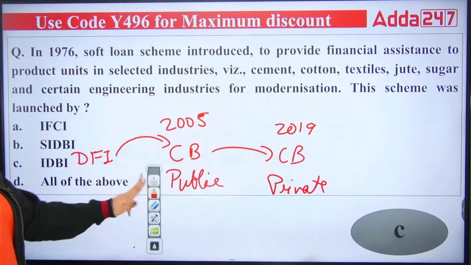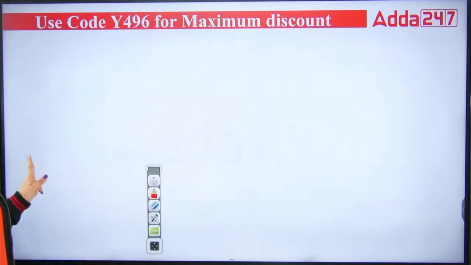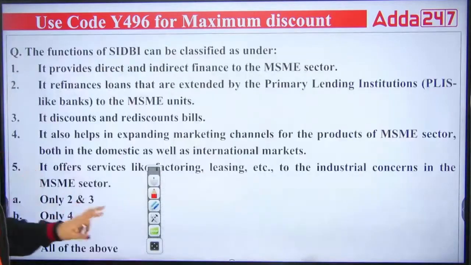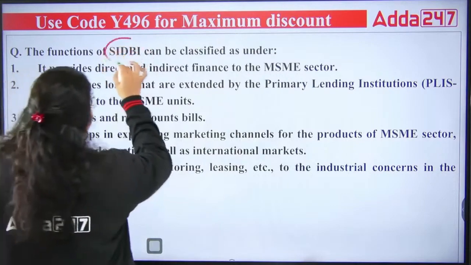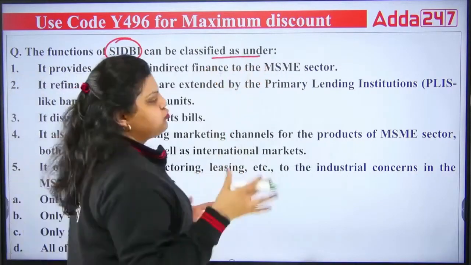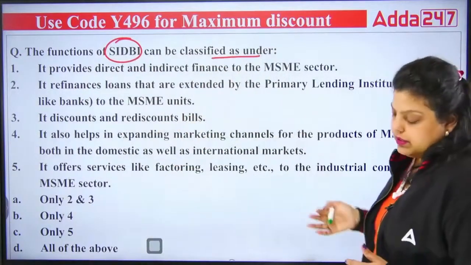So the right answer here is option C, IDBI, Industrial Development Bank of India. In 1976, it introduced the soft loan scheme. Now, the functions of SIDBI can be classified as under. SIDBI is the Small Industries Development Bank of India. It focuses on the development of small industries like MSME.